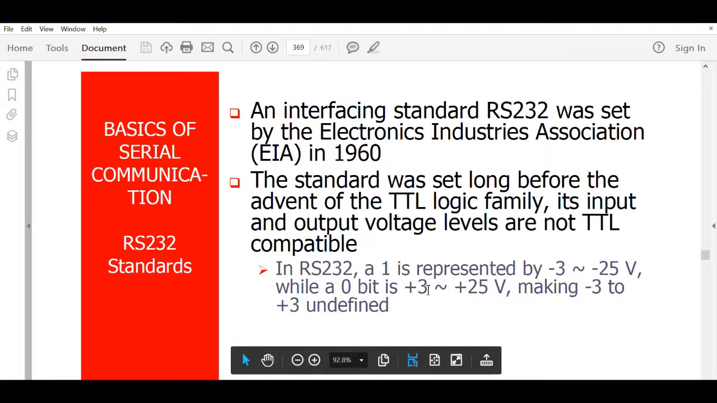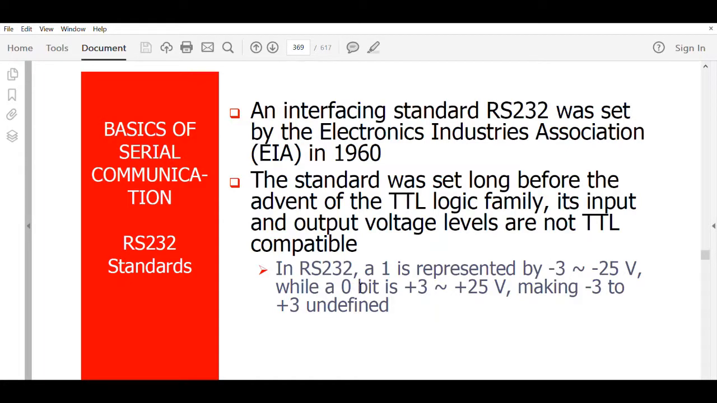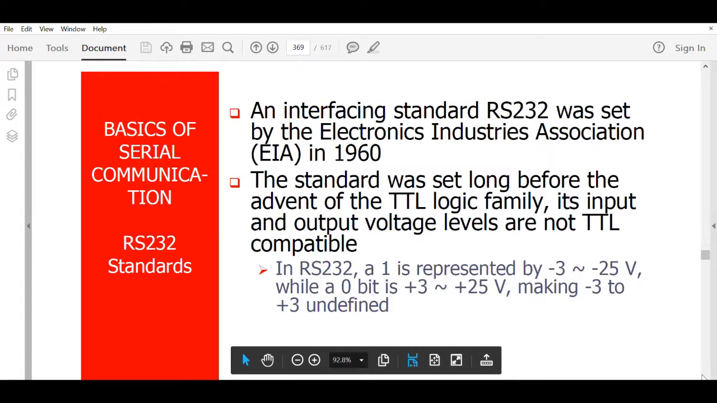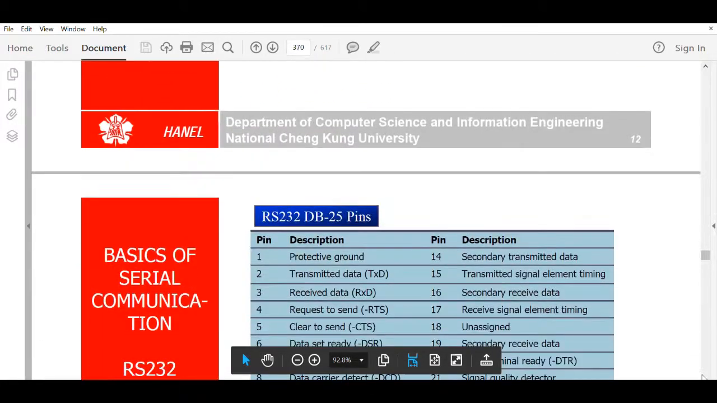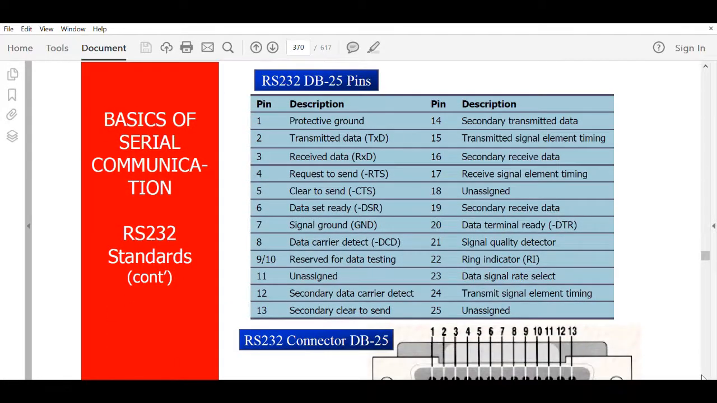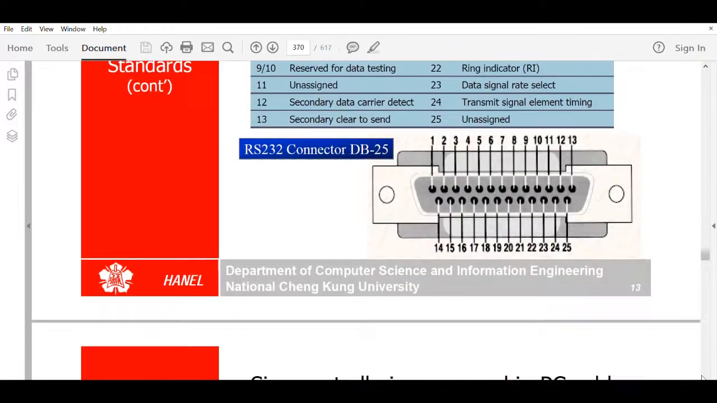We know what -3 to -25 is, and we know what +3 to +25 is, but we don't know what is between -3 and +3. So that region is undefined in the RS-232 standard. So we will skip this.